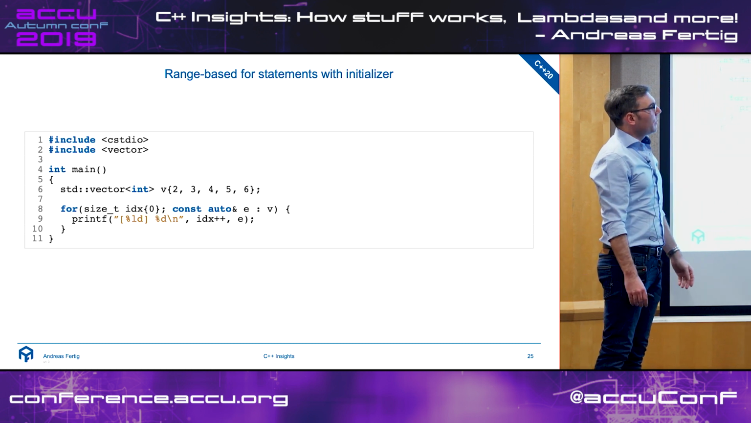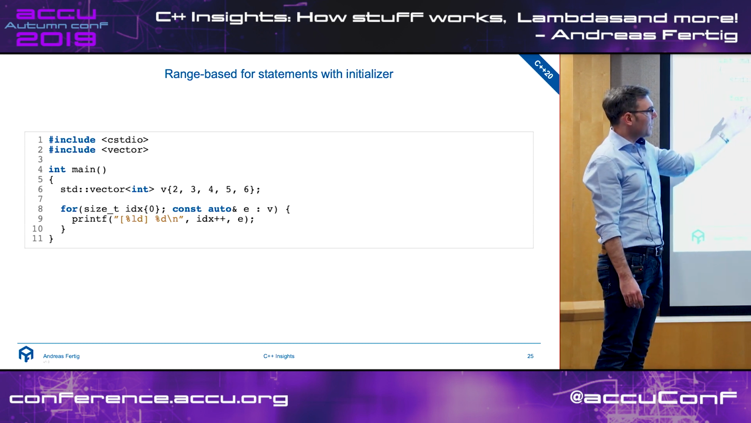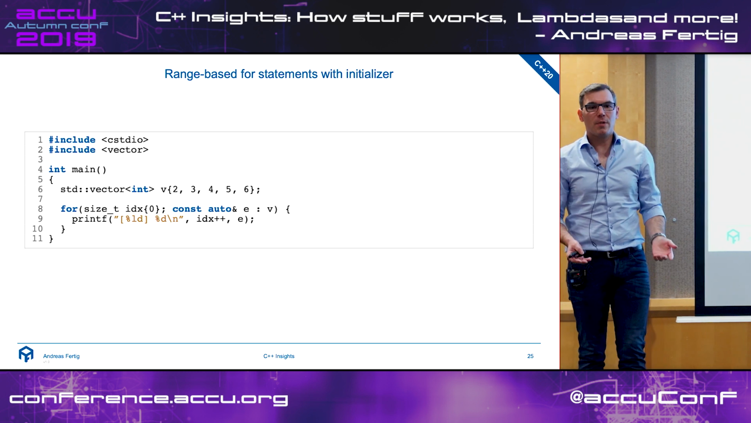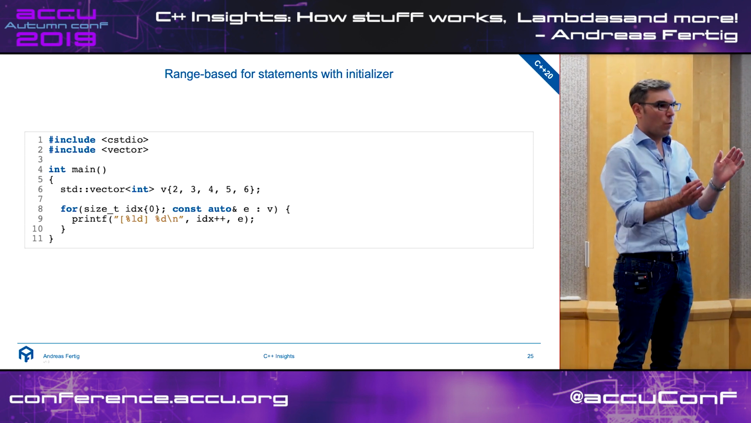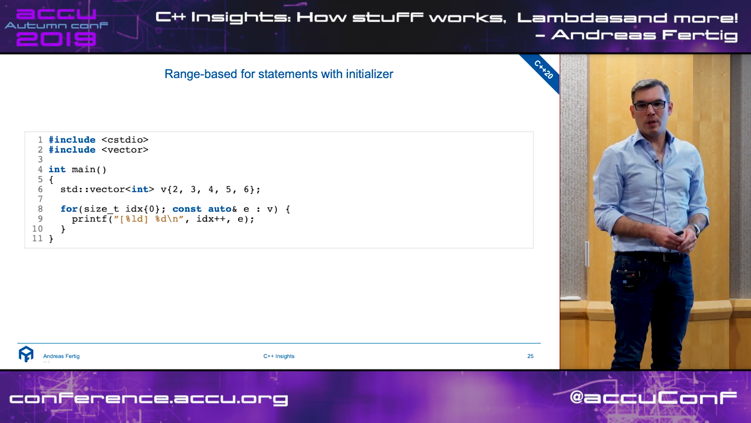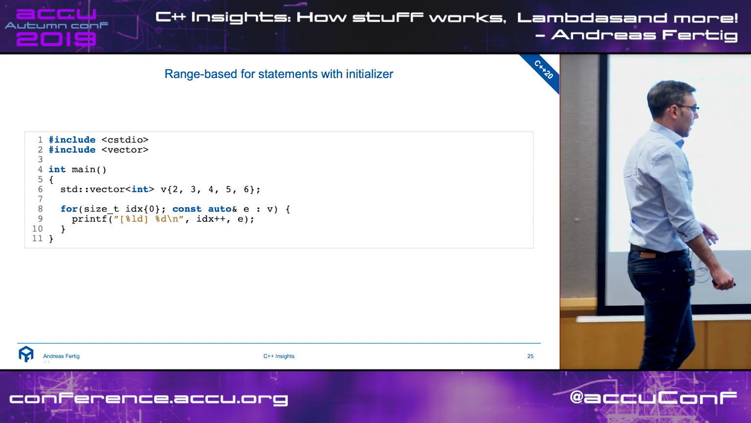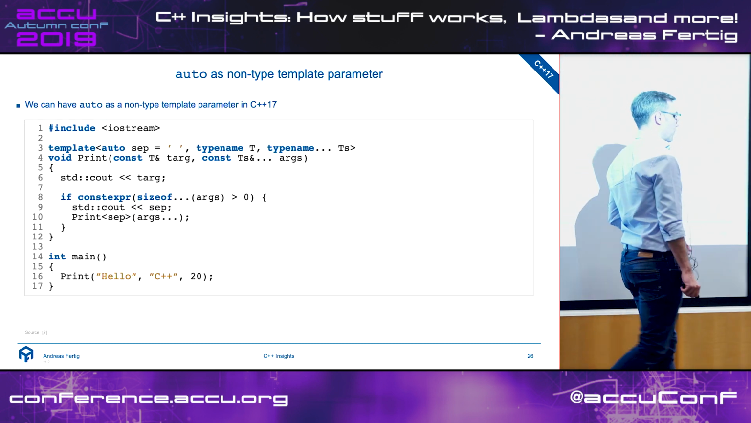So now with the range-based for loops with initializers, I can also put this variable just inside the range-based for loop, and the variable idx will be visible and usable only in this scope. So that's a nice addition, I think.